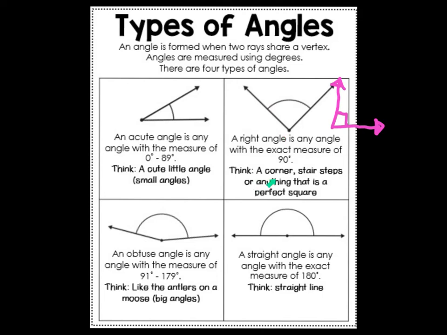And I want you to think, a corner, stair steps, or anything that is a perfect square, that is 90 degrees. Then obtuse is very big, anything from 91 to 179. Think the antlers on a moose. Moose, big angles, obtuse. And we have a straight angle, always equal to 180 degrees. Think straight.